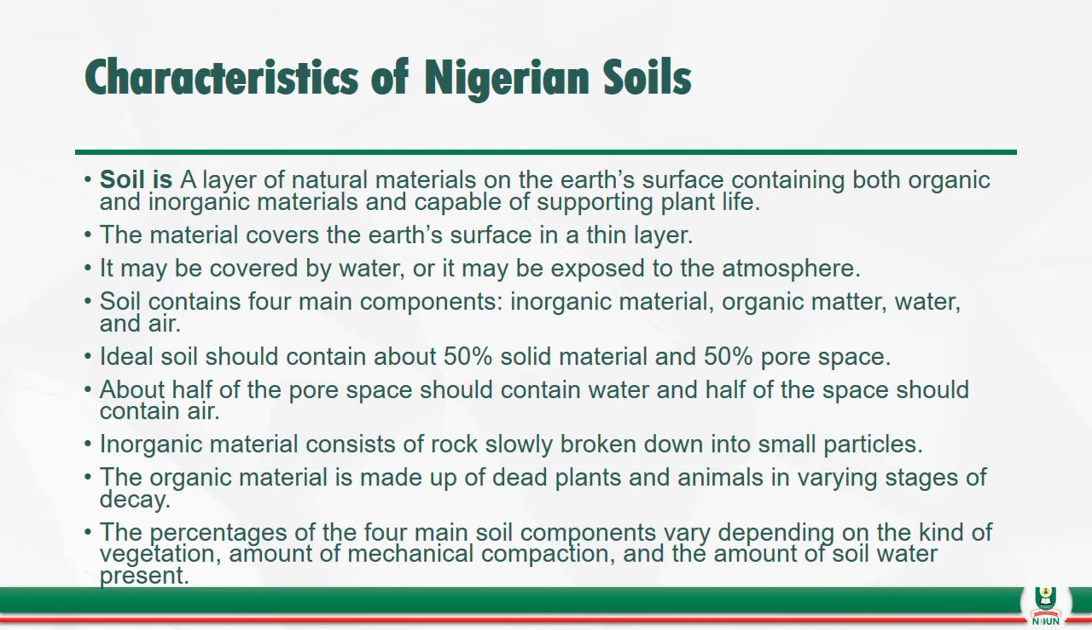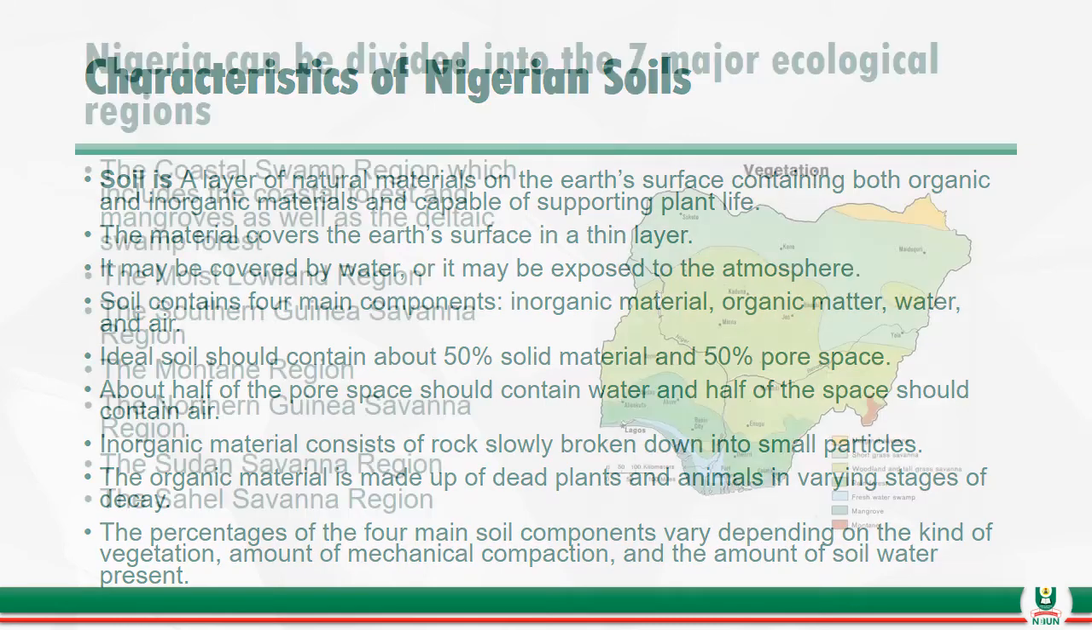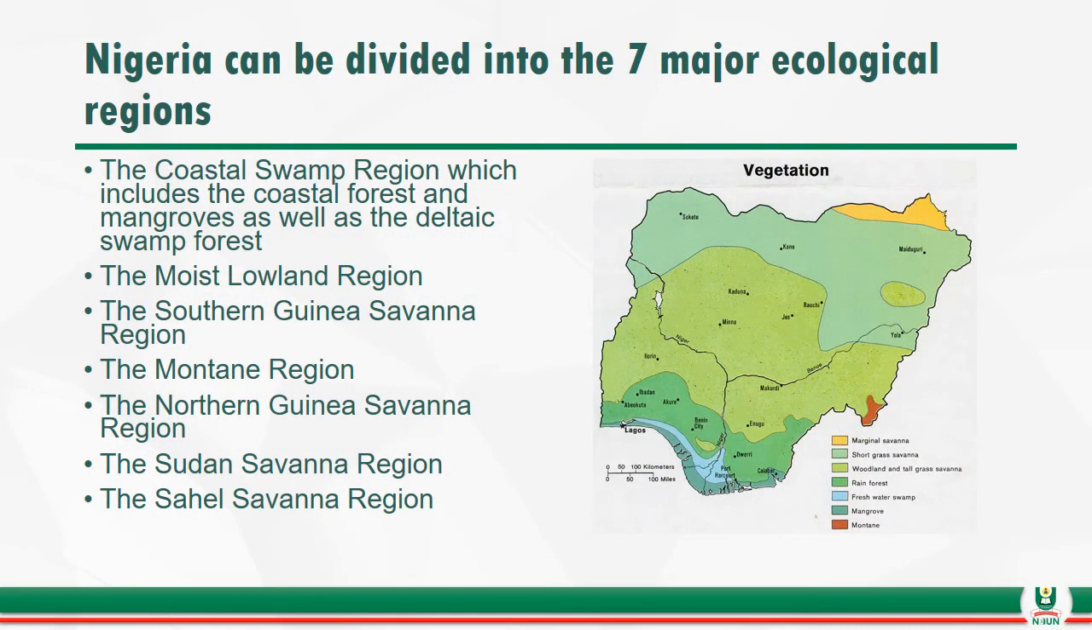The percentage of the four main soil components varies depending on the kind of vegetation, amount of mechanical compaction, as well as the amount of soil water that is present. We can see Nigeria and the different ecological zones that it is divided into.